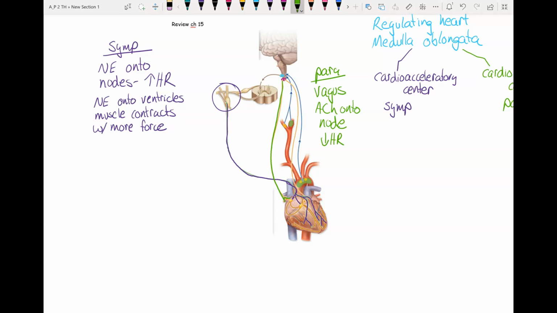Think back to chapter 15. Look at your chapter 15 lab if you have it handy. For parasympathetic stimulation of the heart, it decreases rate only. Notice that the vagus nerve does not go down to the ventricles, so it has no effect on force. So sympathetic increases rate and force, parasympathetic decreases rate.